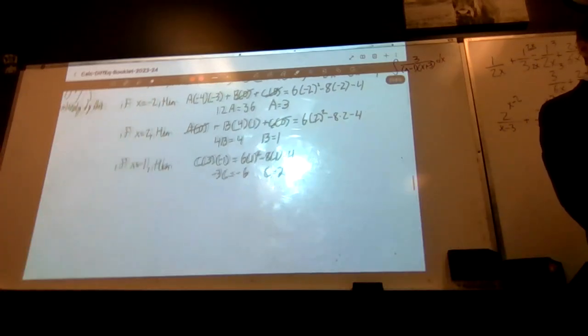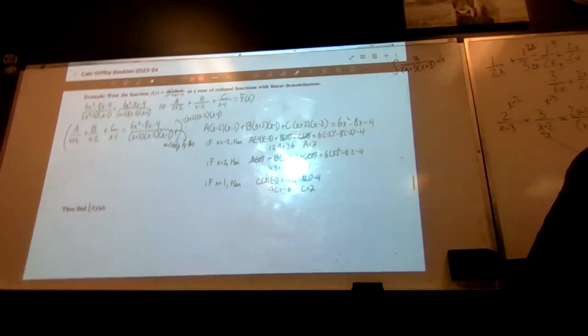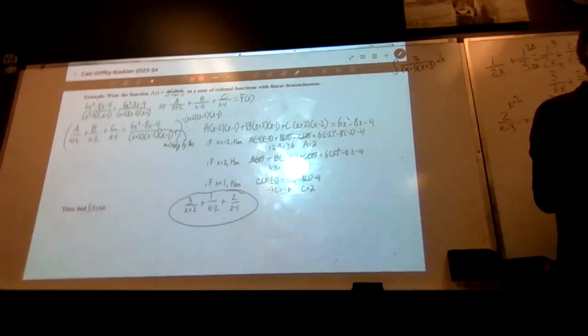Now, to finish this off, all I need to do is rewrite this. What is my a value? Someone shout out my a value? 3 over x plus 2 plus, what's my b value? 1 over x minus 2 plus 2 over x minus 1. And that is my final answer for this.